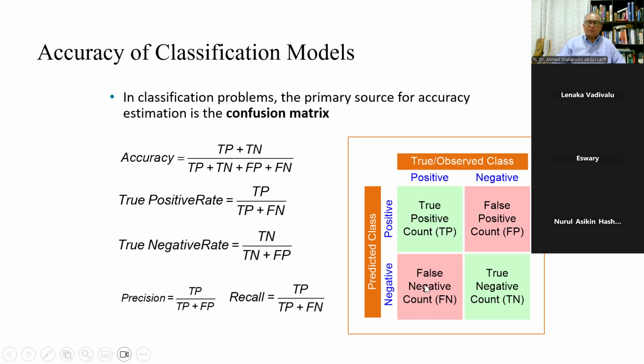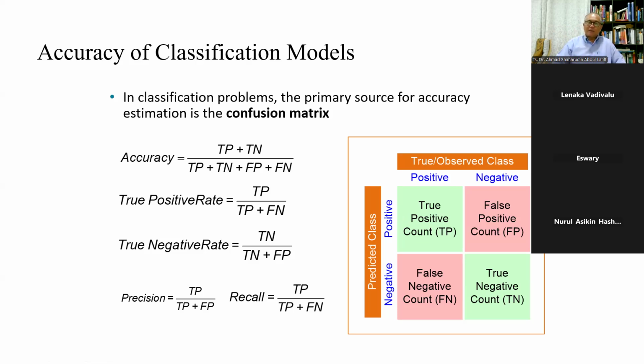Or if you want the true negative rate, you use the true negative divided by the negative observed class, which is false positive plus true negative. Precision is true positive divided by true positive plus false positive, and recall is true positive divided by true positive plus false negative. So this is the confusion matrix. This is how you measure the accuracy of your classification model.